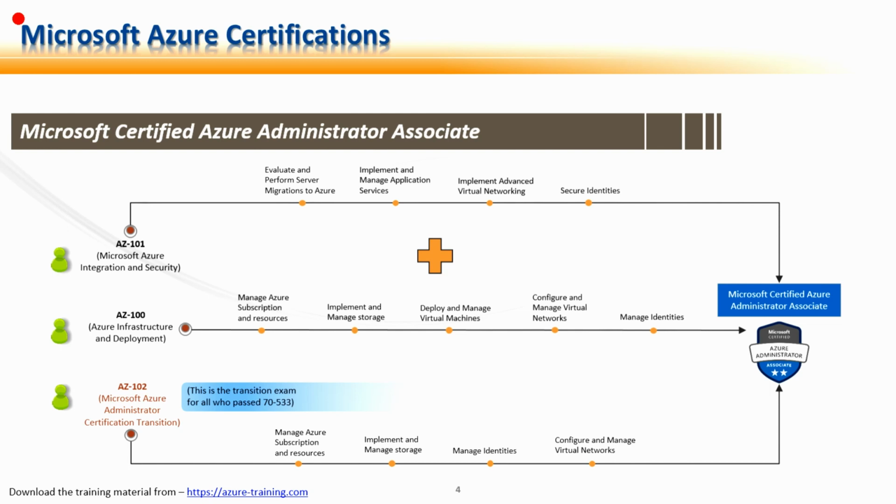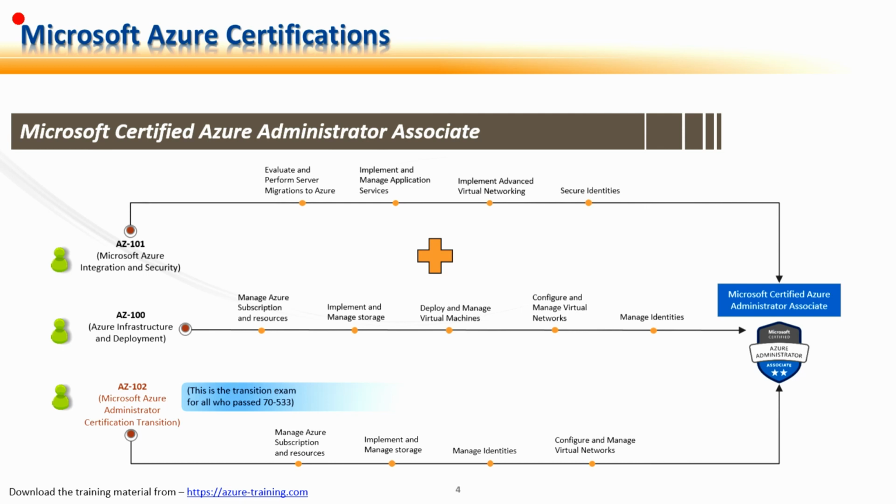We will now try to understand more about the Microsoft Certified Azure Administrator Associate certification. We will start with AZ-102, which is the transition certification for Microsoft Azure Administrator, and is for people who have already cleared the 7533 examination. So there are 4 sections to complete.